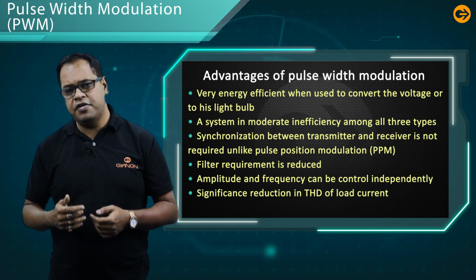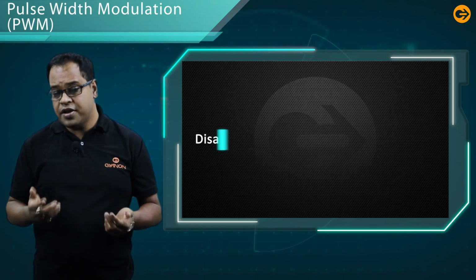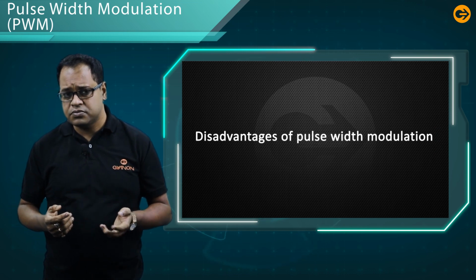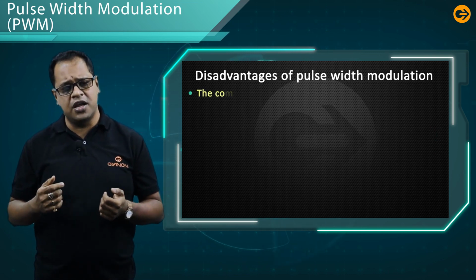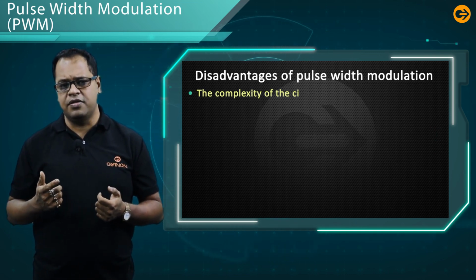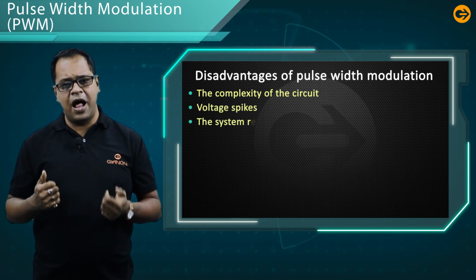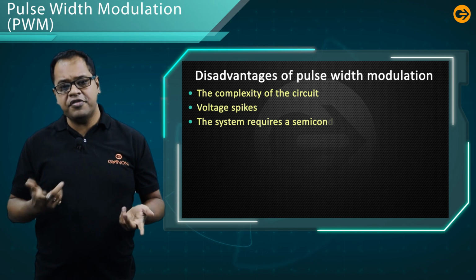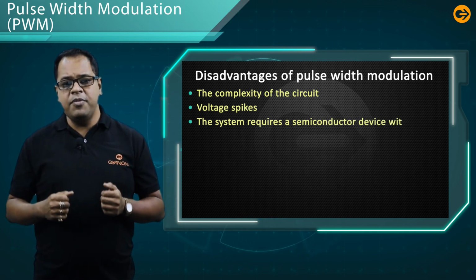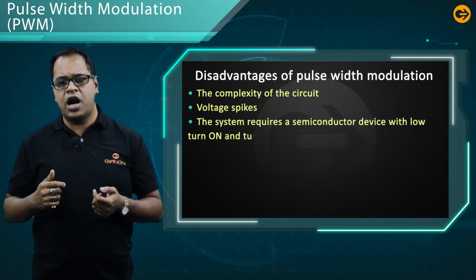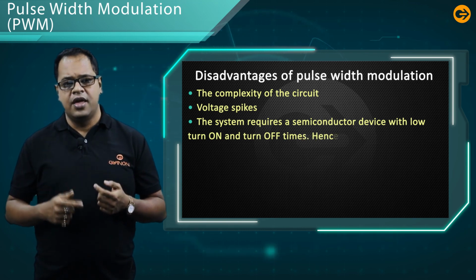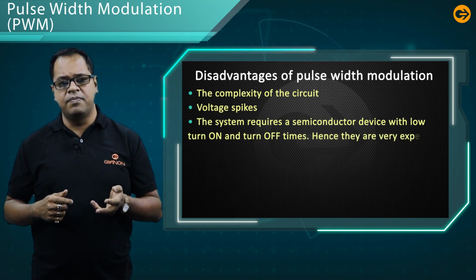Now obviously every system has some disadvantages. What are the disadvantages of pulse width modulation? The complexity of the circuit is high in some cases. Voltage spikes are generated. In pulse width modulation, the system requires semiconductor devices with low turn on and turn off times. Hence they are very expensive.